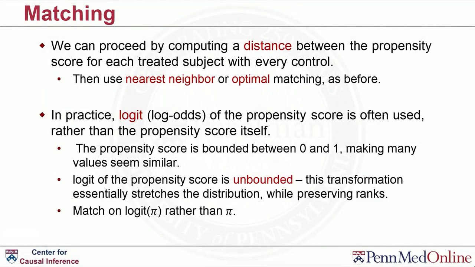But if you transformed it by taking a logit transformation, it will essentially stretch it out. It's a one-to-one transformation, but it will basically spread it out and make it easier to find matches. So the logit of the propensity score is unbounded, so it could take a value anywhere on the real line, but it still preserves the ranks of the propensity score itself. So you could match on logit of the propensity score rather than the propensity score. You could do either, but this is something that is often done, and I think there's a lot of situations in which it ends up being helpful.